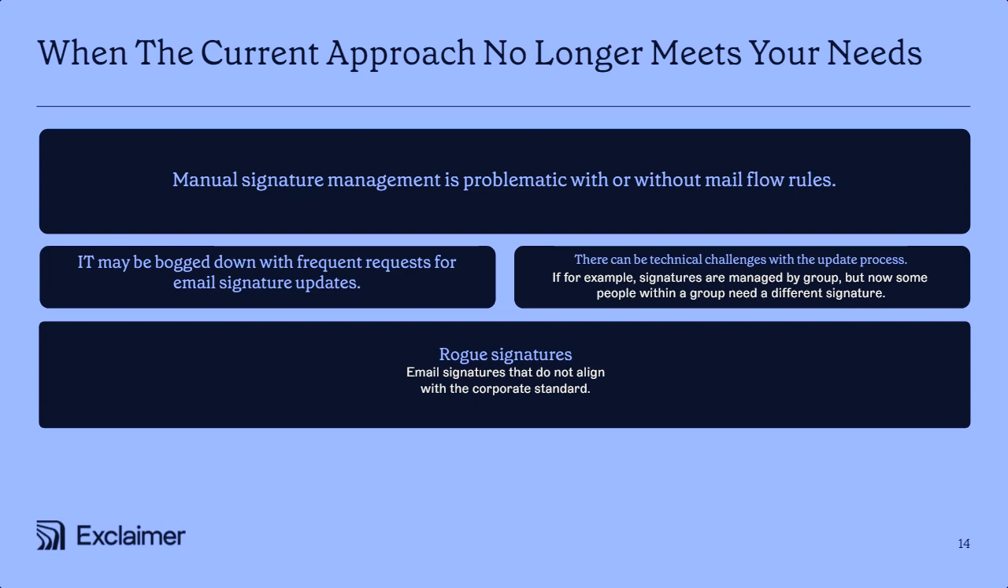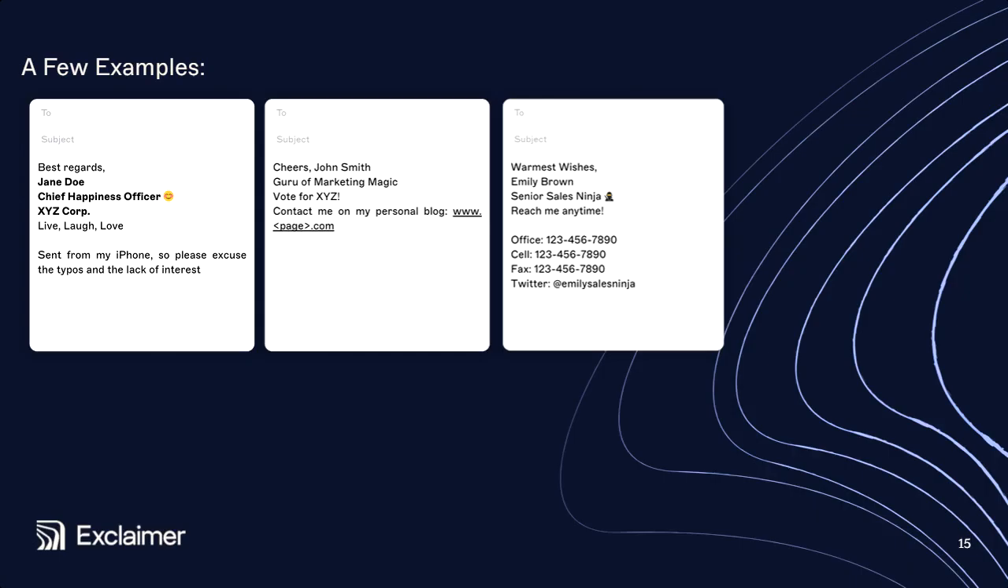Another big problem is rogue signatures. I touched on this one a little bit earlier when I talked about my friend who had the exaggerated job titles, but there are many other types of rogue signatures. Maybe a simple definition of a rogue signature is just a signature that doesn't align with the corporate standard. There are any number of different ways that a signature could be considered to be rogue, and there are some really amusing examples out there. So let's take a look at a few examples.